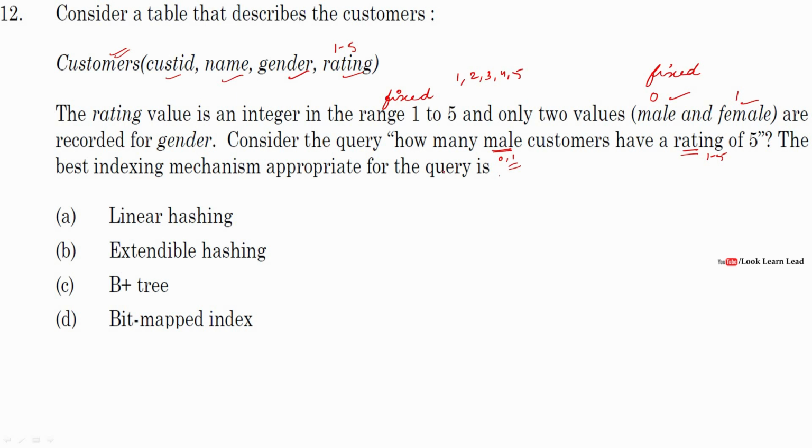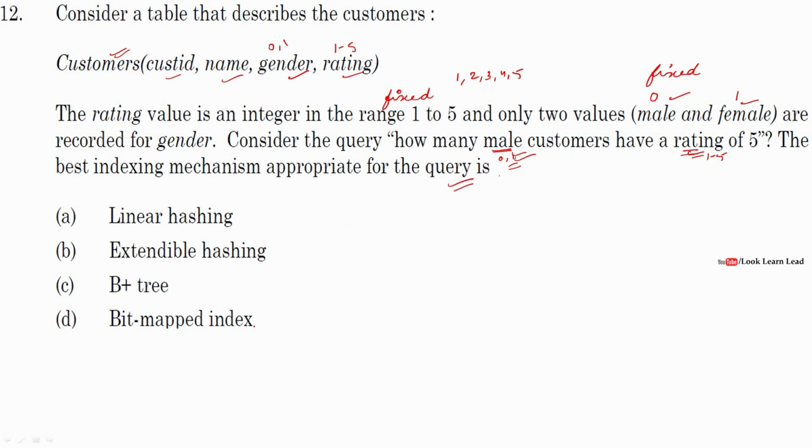So the question is, what is the best indexing mechanism appropriate for this query? When we have fixed values for an attribute, for example, for gender the value can be either 0 or 1, and rating can be either 1 or 2 or 3 or 4 or 5. Apart from 1 to 5, there can be no other values. So in our query, for both attributes, the values are fixed.